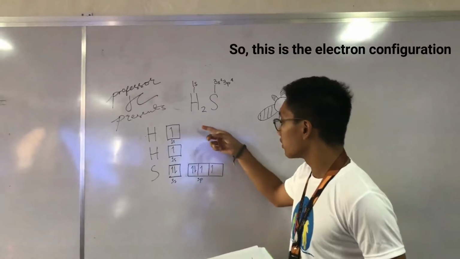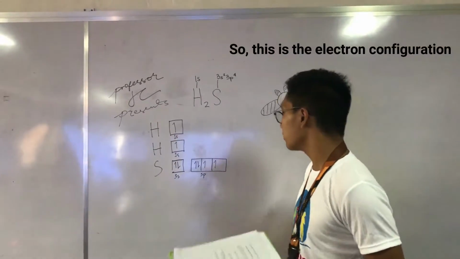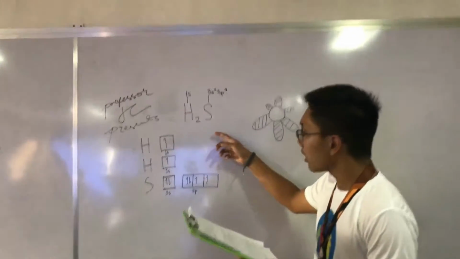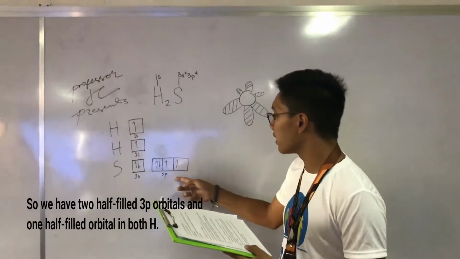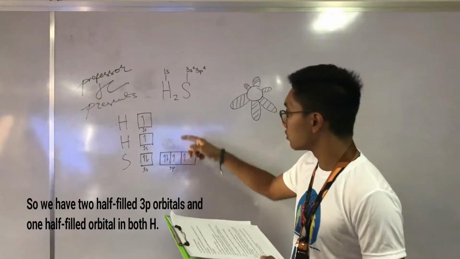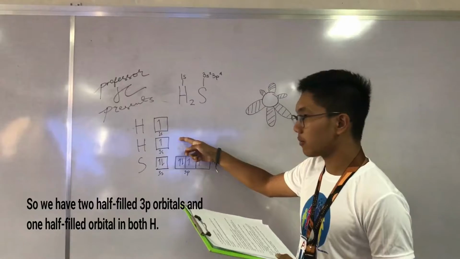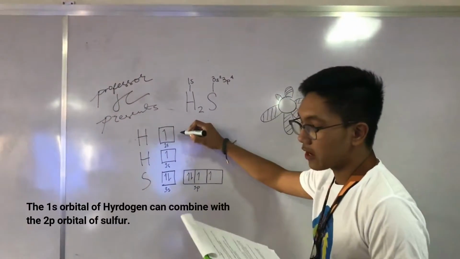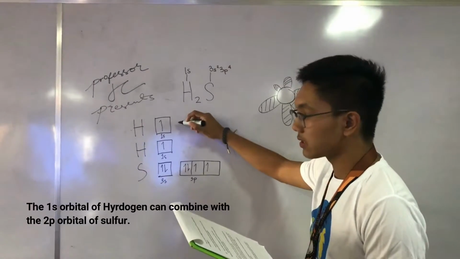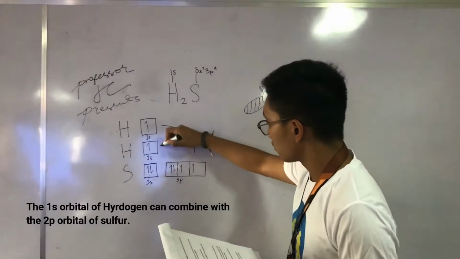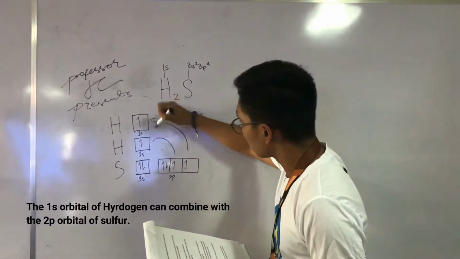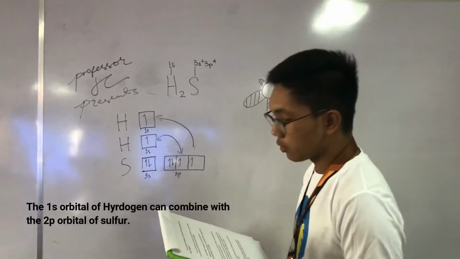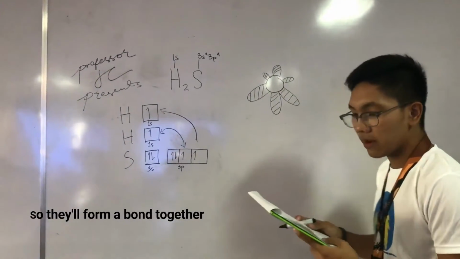So this is the electron configuration. We have two half-filled 3p orbitals and one half-filled orbital in both hydrogens. The 1s orbitals of hydrogen can combine with the 3p orbitals of sulfur, so they'll form a bond together.